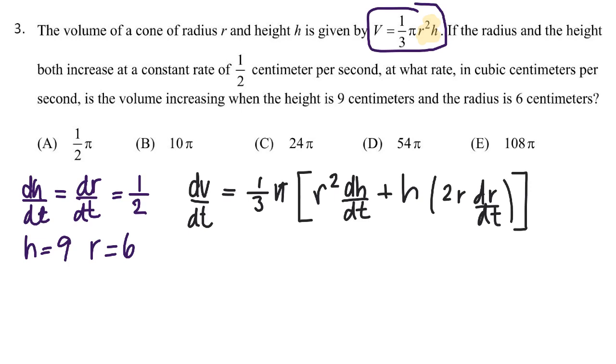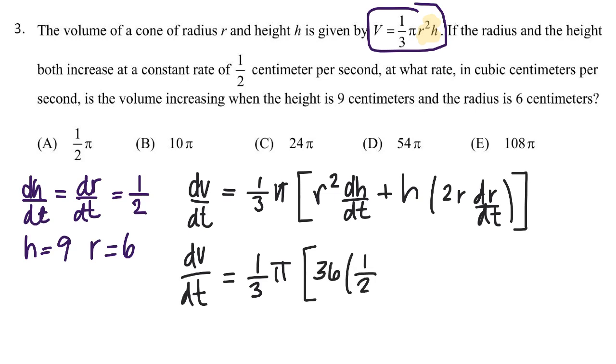And now we're ready to plug in what we do know. So we have dV/dt equals 1/3 pi times our radius squared, so we're going to have 36 times the rate of change of our height, which is 1/2, plus our height, which is 9, times 2 times our radius, 12, times the rate of change of the radius, which is 1/2. And now we're ready to finish working all this out.